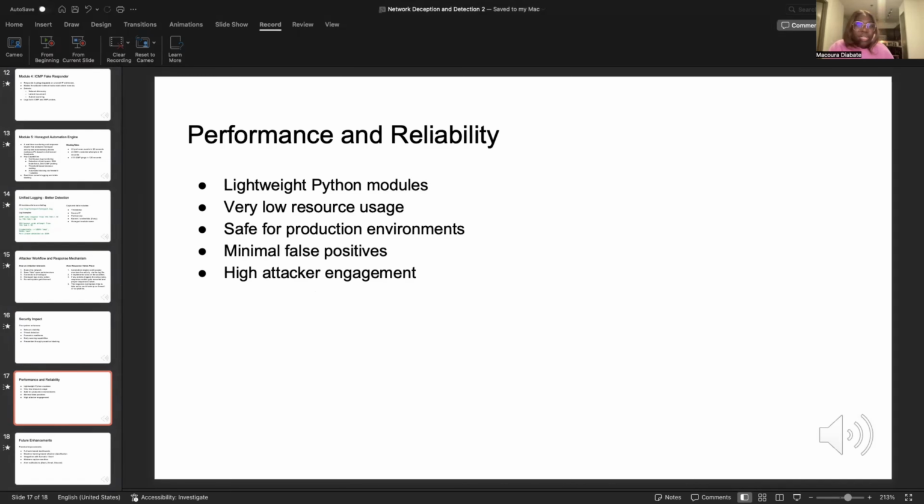Because all modules are lightweight, the honeypot has minimal performance impact. Python-based services are efficient when handling small dummy interactions. The system avoids exposing real data and uses isolated processes for safety. So it is lightweight, reliable, and suitable for long-term deployment.